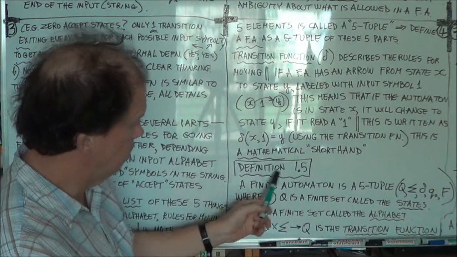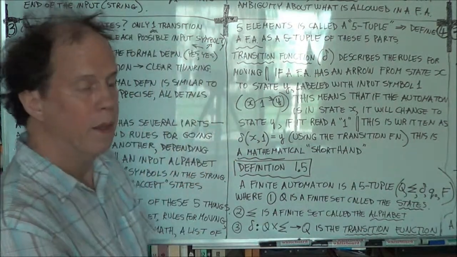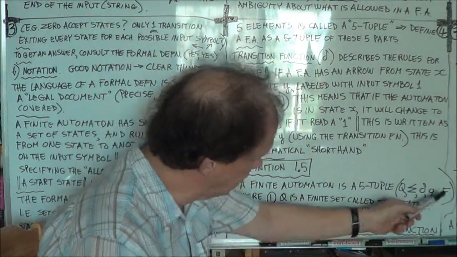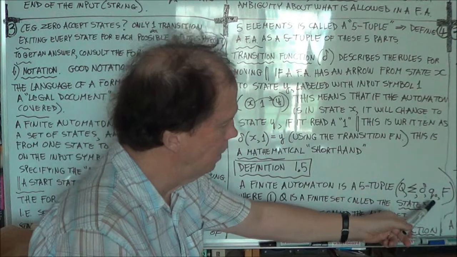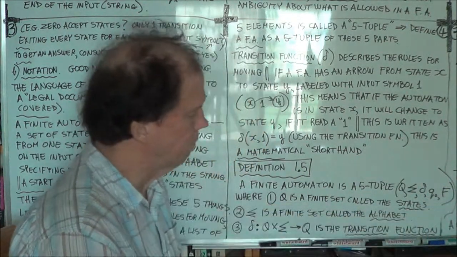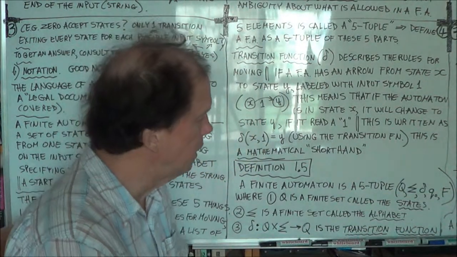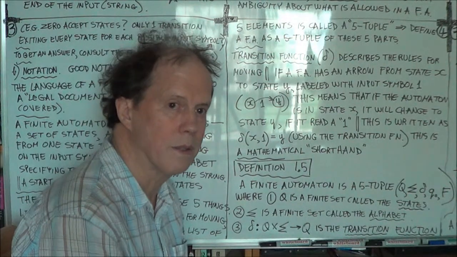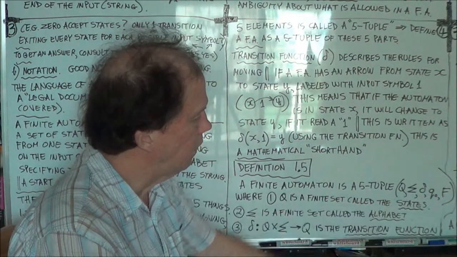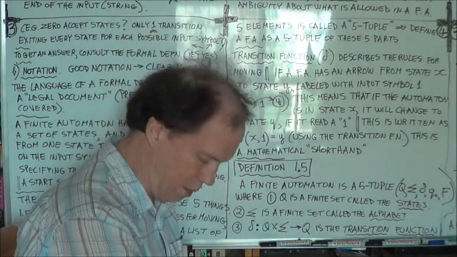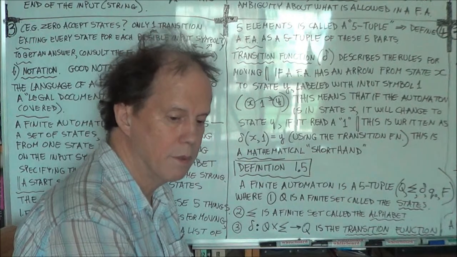So in the text it's called definition 1.5. Okay? So a finite automaton is a 5-tuple. This list of 5 things: Q, capital Q, capital sigma, delta, Q naught, and capital F. Now these are just labels for the 5 things. So capital Q represents the set of states in your automaton. Okay. Capital sigma, we've done that before. That represents the language of input symbols.